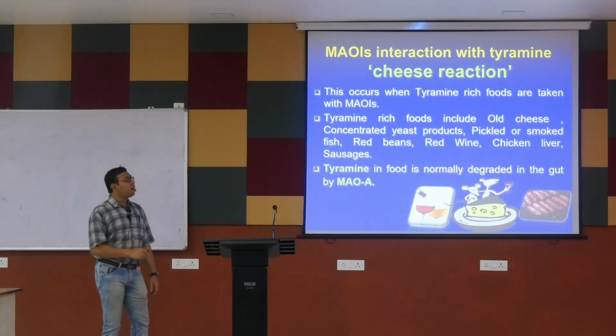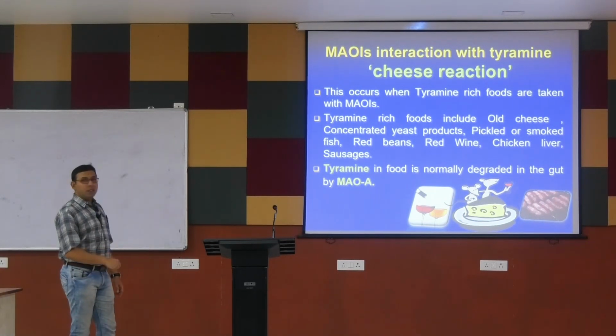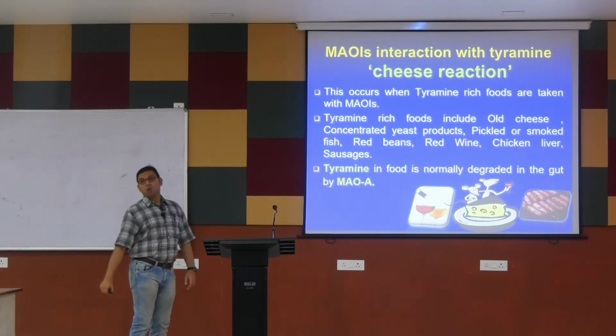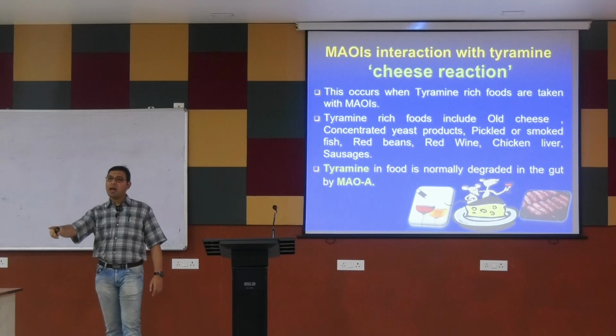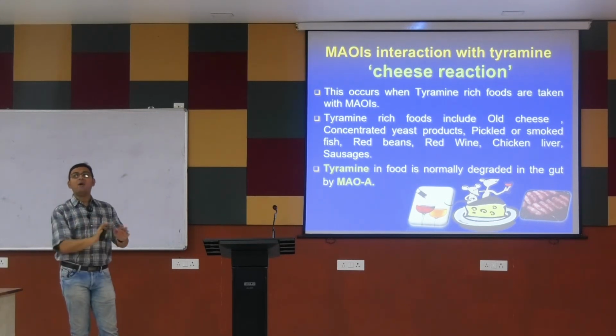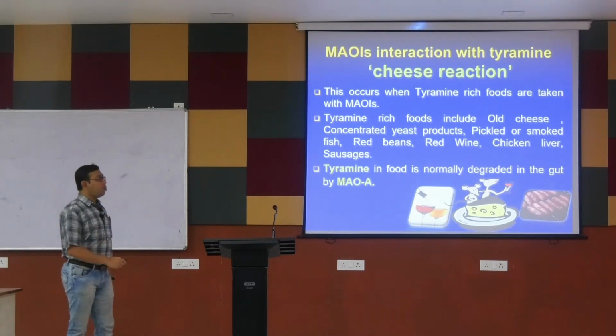Old cheese, concentrated yeast products, pickled or smoked fish, red beans, red wine, chicken liver and sausage. So if these patients are prescribed this drug, they have to be told that they should stay away from these foods while on it. Okay, otherwise there may be a problem.